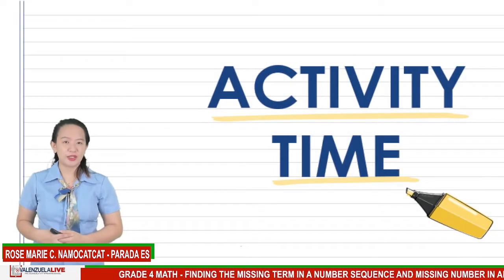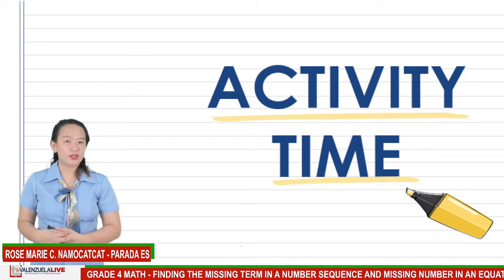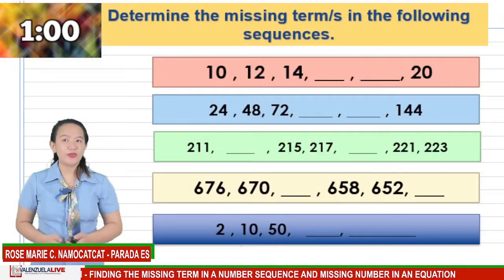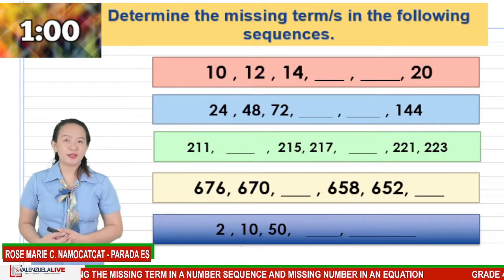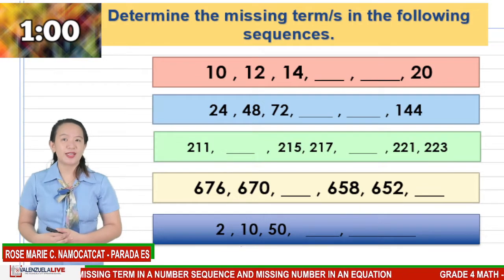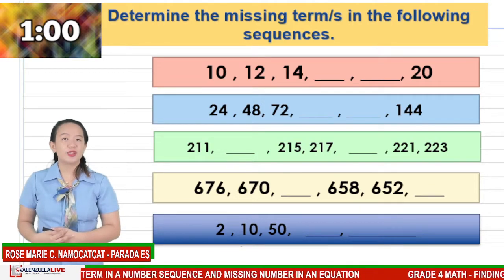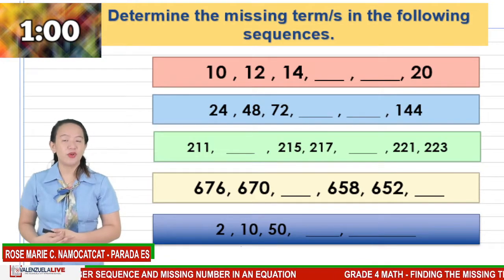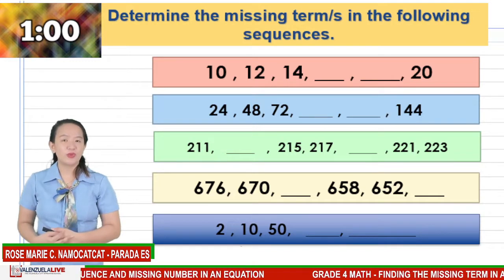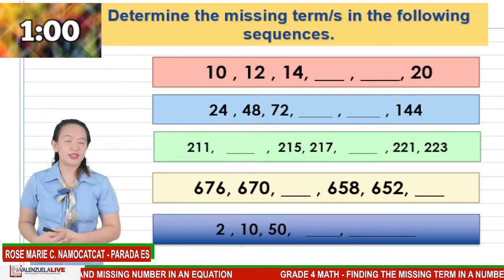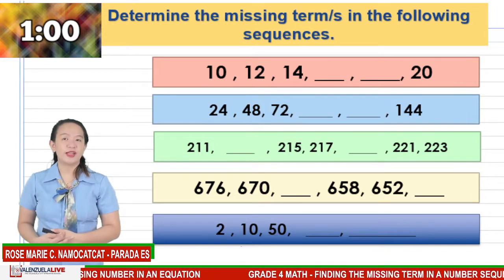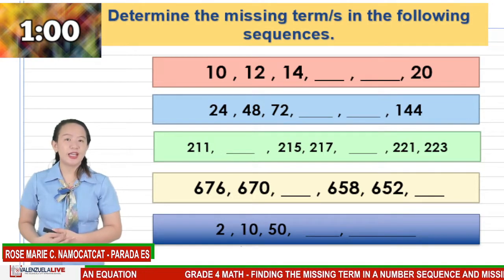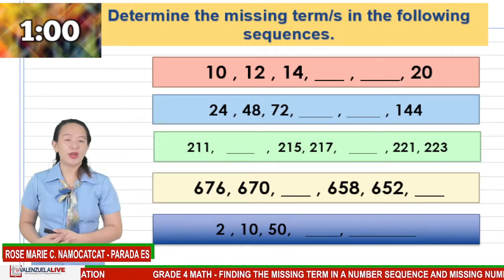Now, let's have some activities to ponder so that I can also know if you really understand our lesson for today. For our activities, you need to determine the missing term or terms in the following sequences. The first one, we have 10, 12, 14, blank, blank, 20. Next, 24, 48, 72. What are the next two missing numbers? And then 144. Then 211, missing number. 215, 217, missing number. 221, 220.